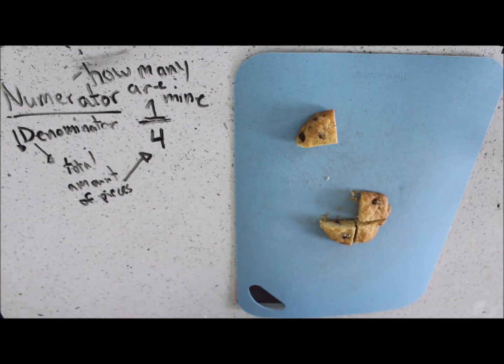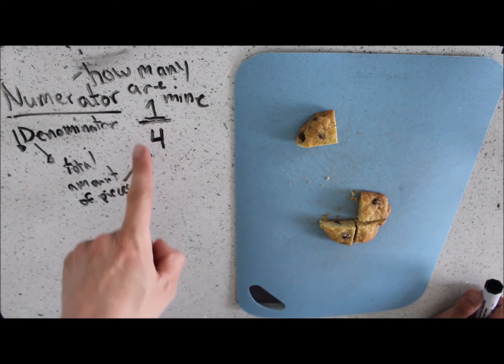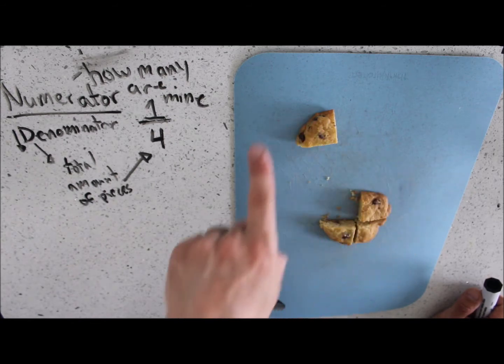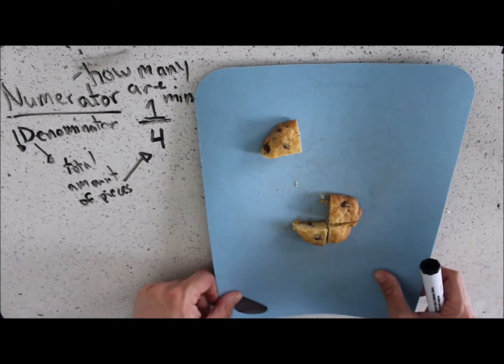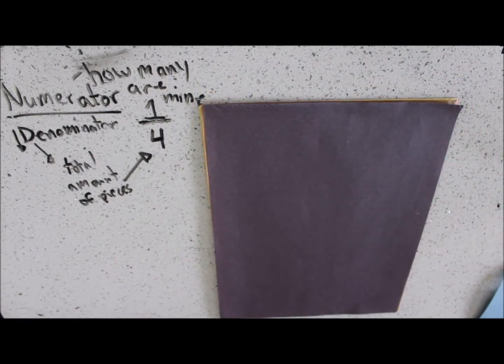You can also think of it as getting a full dollar. $1 is 4 quarters. So that's another way we can think about it. But that's how we get our fractions. So we have our numerator and our denominator, and that is all based on our parts of a whole. I'll save this cookie for later. Now, on to today's activity.